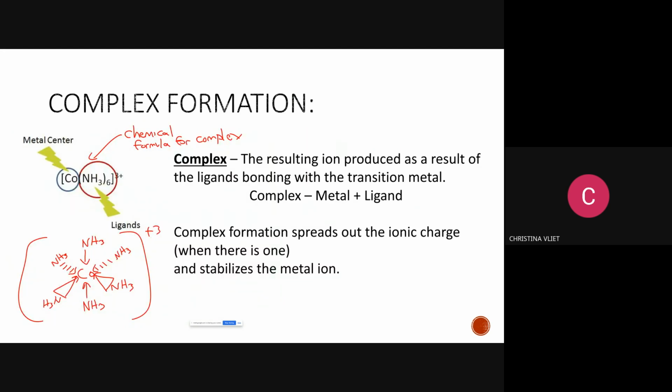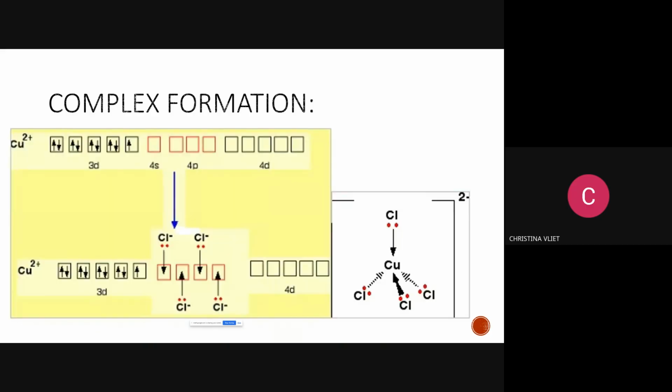And here's where the good stuff is. The next slide talks about how does this happen. And so looking at copper, what happens is the following. Copper has access to all of these orbitals. The whole entire 4th energy level is empty. And so what happens is in this complex, which is CuCl4, every chlorine donates a pair of electrons to fill an orbital.